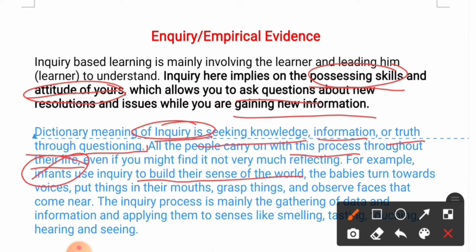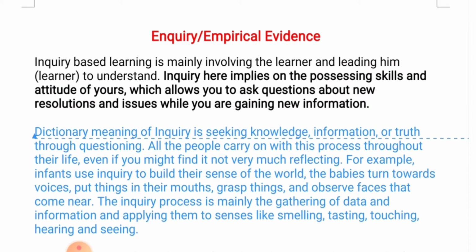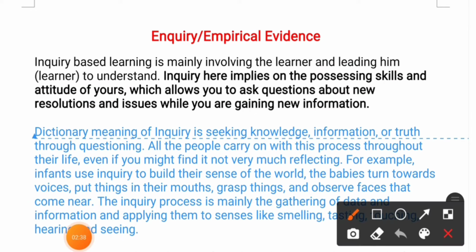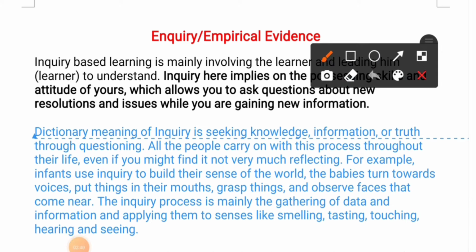The babies turn towards the voices, okay, and the small babies, you might have noticed, when the mother or father or any relative makes noise, they turn towards it, because the child gradually gets familiar with it. They put things in their mouths, grasp things, and observe faces that come near. Slowly this is how an infant starts recognizing family members. So all learning starts there. The inquiry process is mainly the gathering of data and information. Okay, so what is it exactly? It is the gathering of data and information and applying them to the senses like smelling, tasting, touching, hearing, and seeing.